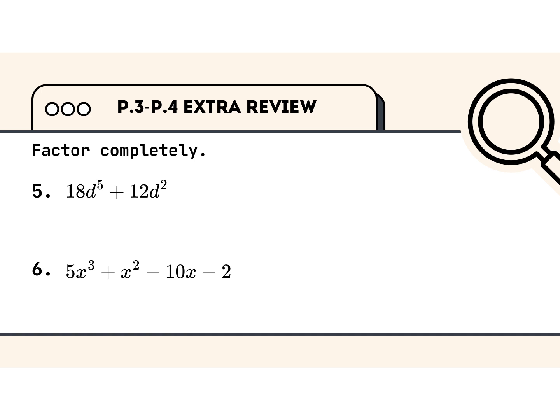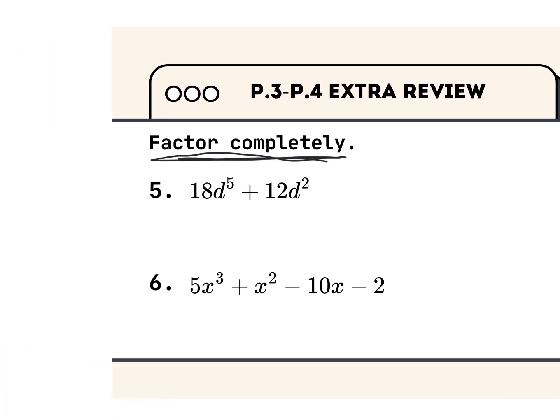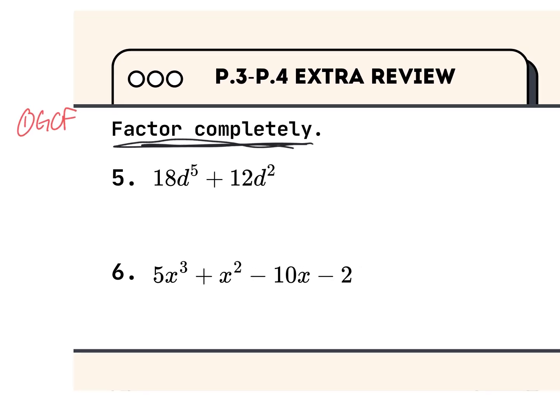All right, now these directions, again, always read them. It says factor completely. All right, so this is where we do want to separate our polynomial into multiple factors. Very first thing I always tell you guys is to find the GCF. So looking at something like number 5, between 18d to the 5th and 12d to the 2nd, it looks like they share a common factor, right? 18 and 12 share a factor of 6. Between d to the 5th and d to the 2nd, they share 2 d's, right? So it's going to be a 6d squared as the GCF.